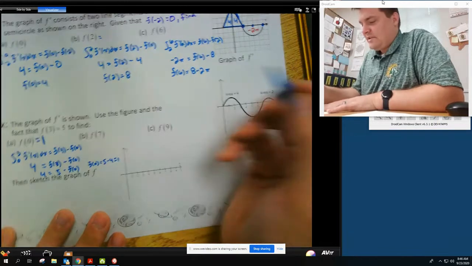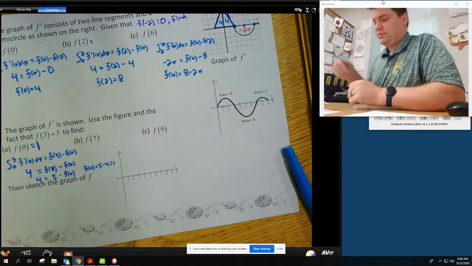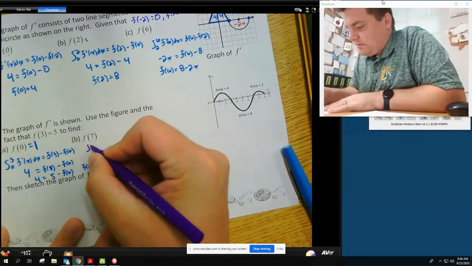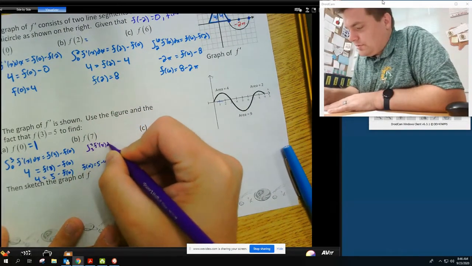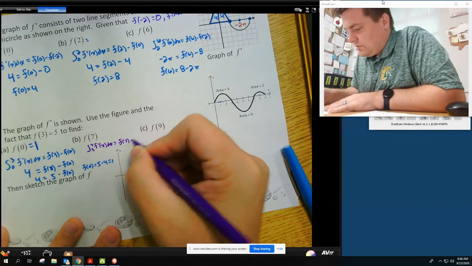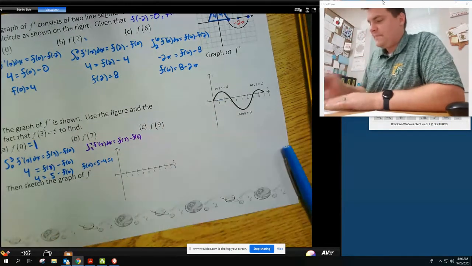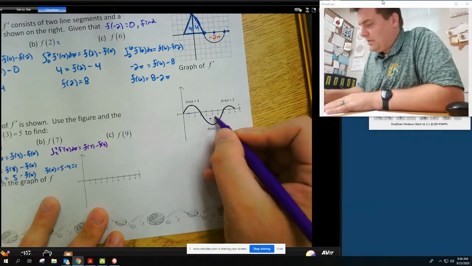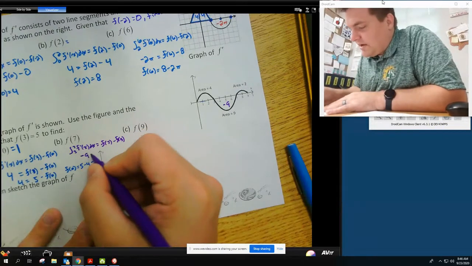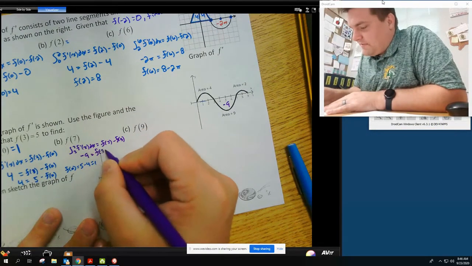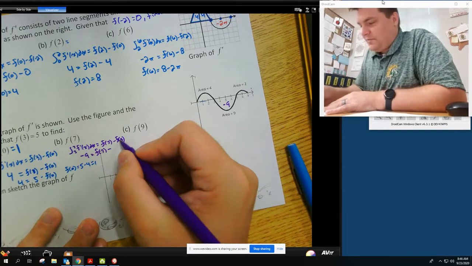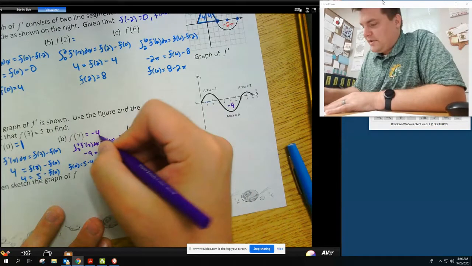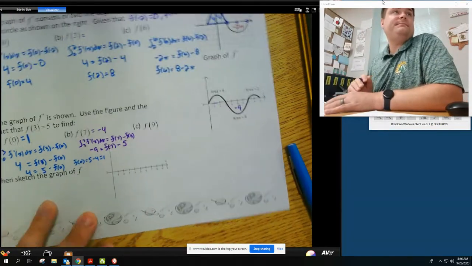For f of 7, I'm going to do the same. I'll use different colors so it doesn't look as squished. So I'm going to integrate from 3 to 7. Okay. Now from 3 to 7, it says my area here is 9, but it's below, so it's actually a negative 9. So negative 9 equals f of 7 minus f of 3, which is 5. So if I add that on over, I'm going to get an answer of negative 4 for f of 7.